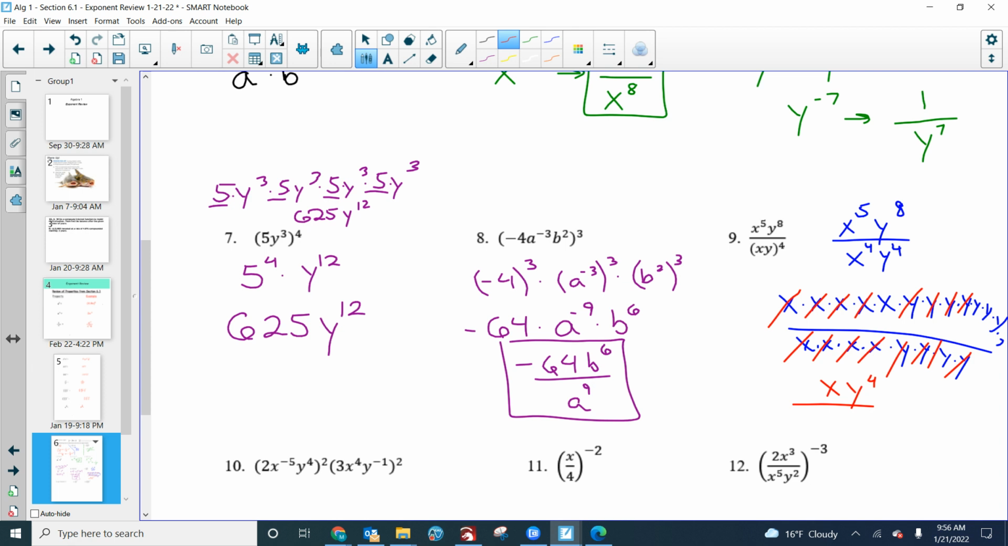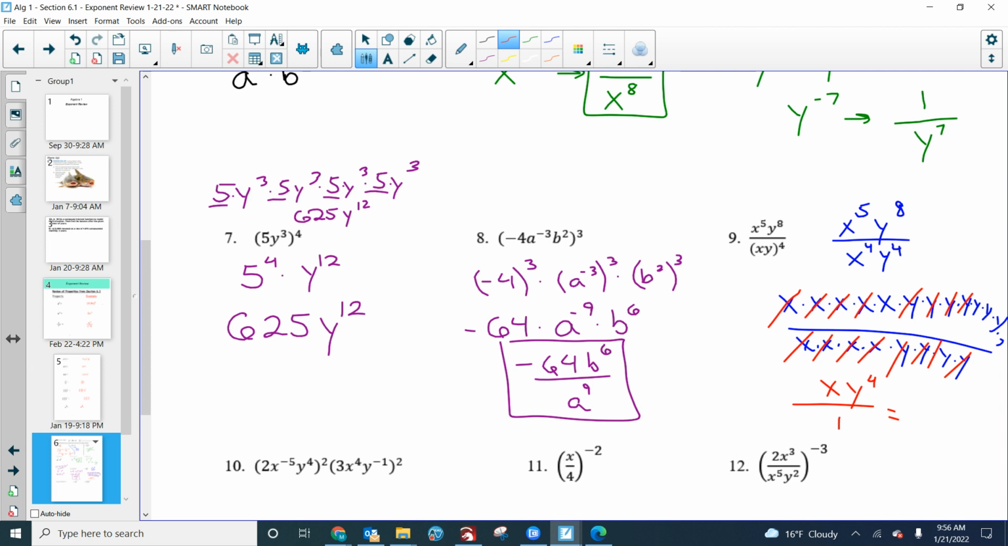Hey guys, quiet. I know I'm being silly, but what's the point? What's the rule, Matthew? If they have the same base, you're supposed to reduce them. By what operation? Subtraction, addition, multiplication, division. Subtraction. Subtract the exponents.